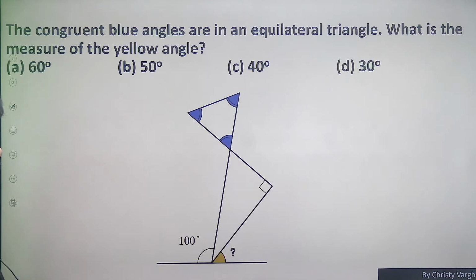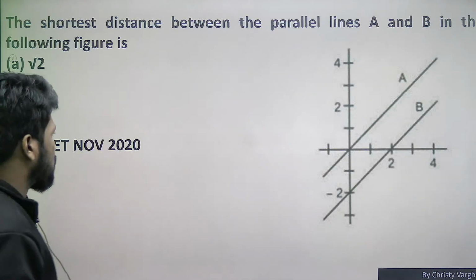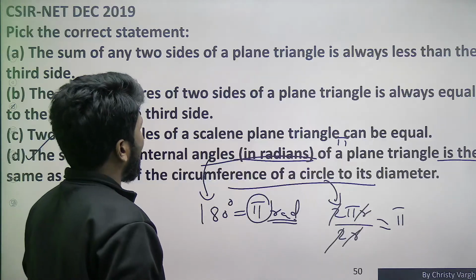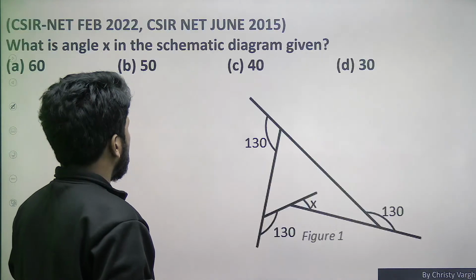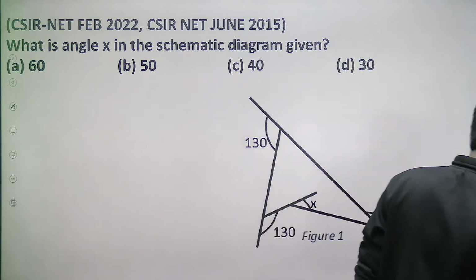So I'll show you a CSIR NET problem based on angle hunting and triangle properties. Can you try this? This was asked in the latest NET exam, February 2022, one of the sets.